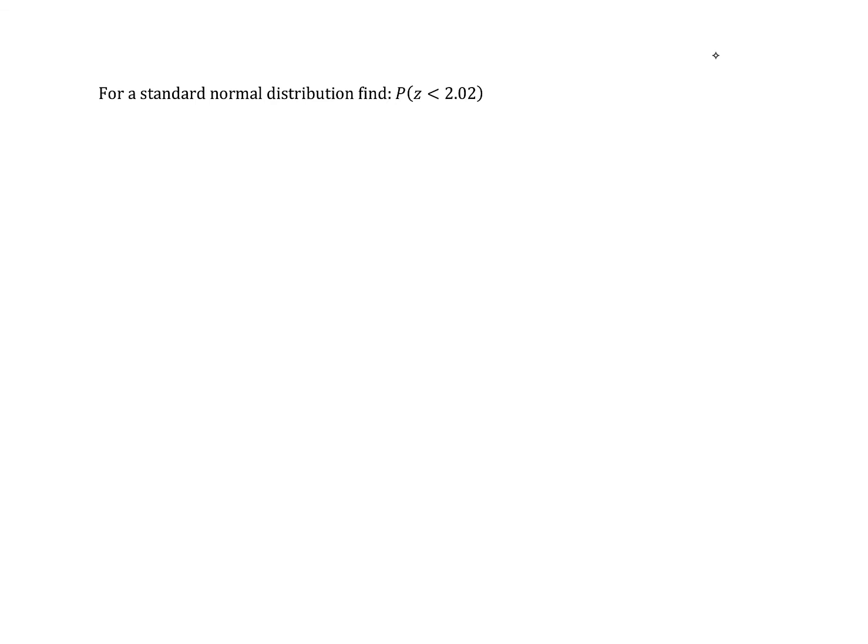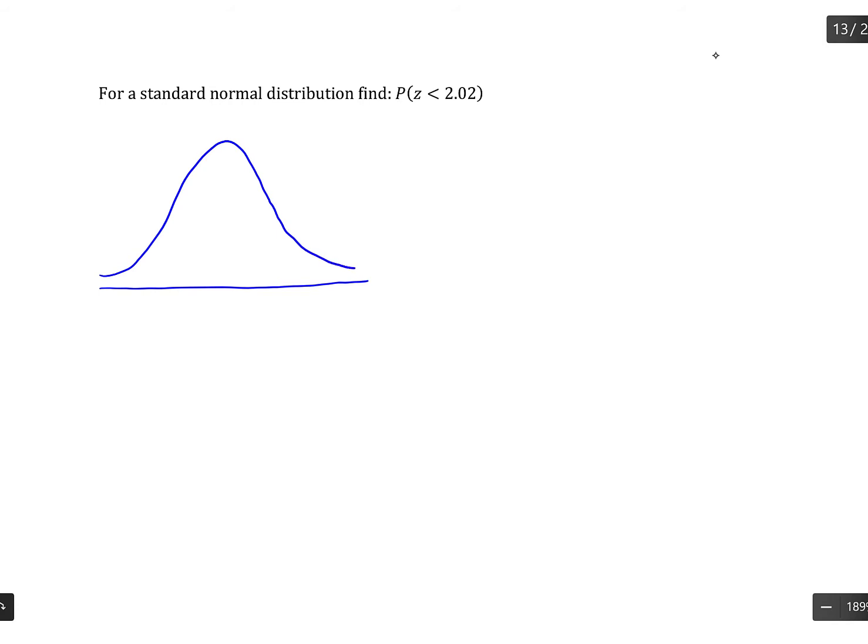For a standard normal distribution, find the probability that z is less than 2.02. Anytime I have to find a normal probability, I highly recommend drawing a normal distribution curve and just organizing your information there first. So the mean here is 0 and the standard deviation is 1 because we're on a standard normal distribution.